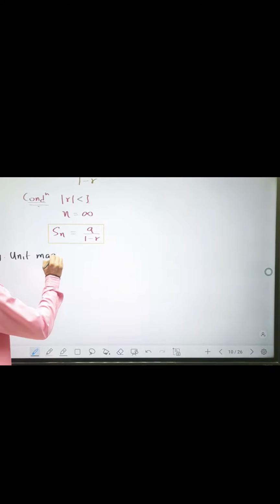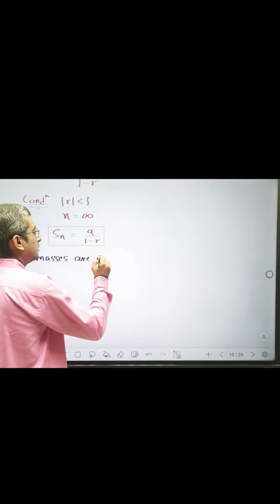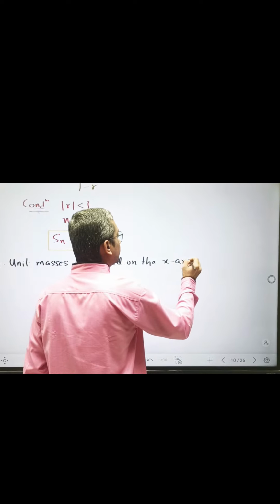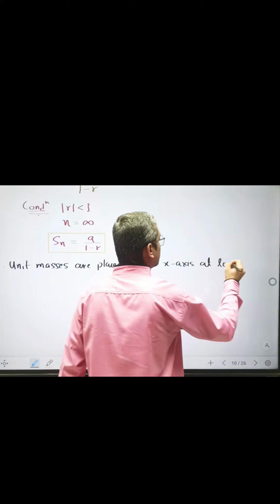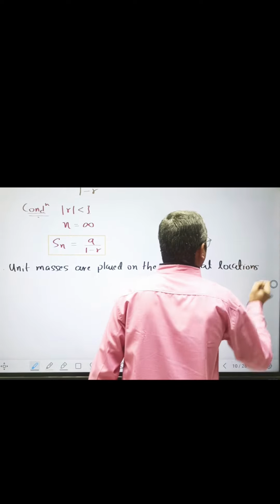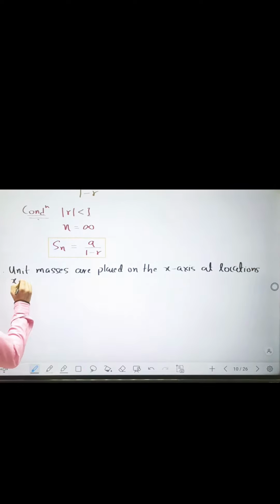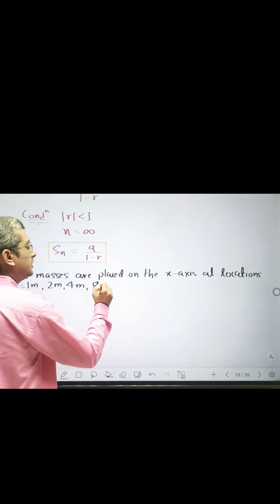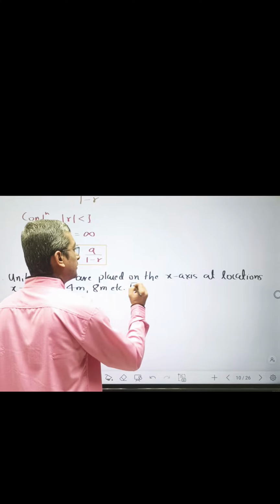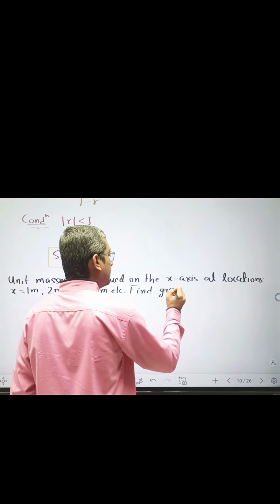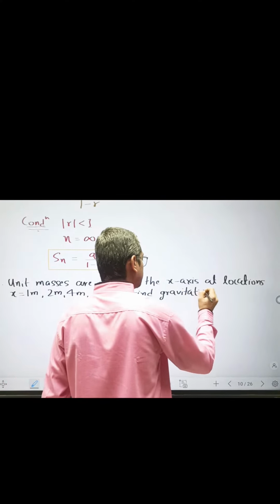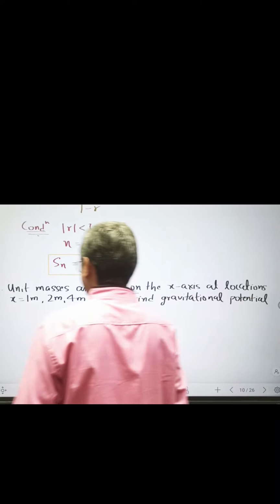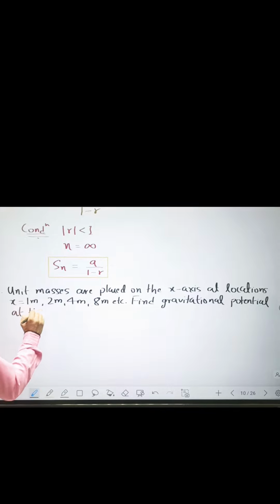Unit masses are placed on the x-axis at locations x equal to 1 meter, 2 meter, 4 meter, 8 meter, etc. Find the gravitational potential at the origin.